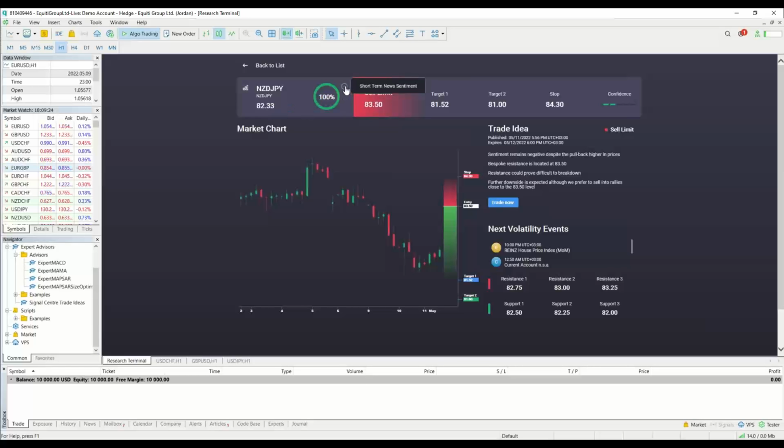This radial gauge that we have here represents short-term news sentiment. So we work with a company called Equiti Trading. Equiti clients will also have access to these tools as well. And maybe we can do an alternative webinar on that at another time.